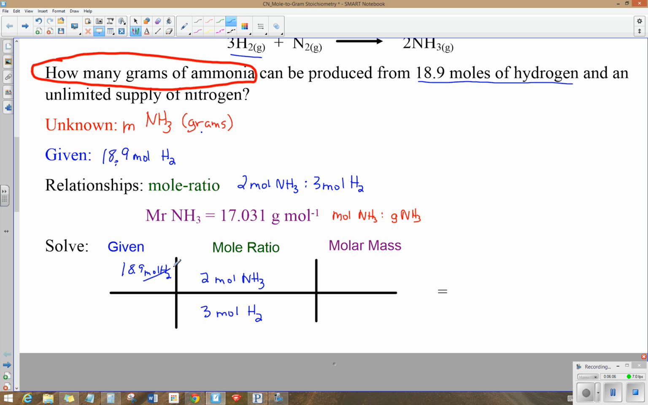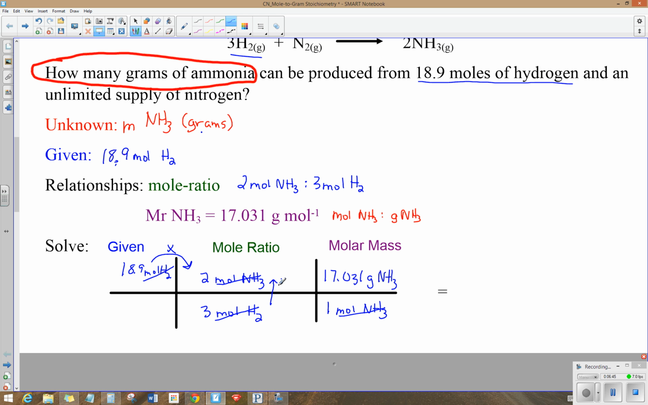So the moles of hydrogen cancel, and then now we're left with moles of ammonia. Now to convert from moles of ammonia to mass of ammonia, we need the molar mass right up here. And from that, 1 mole of ammonia goes on the bottom because I want moles of ammonia to cancel. And then we get 17.031 grams of ammonia.